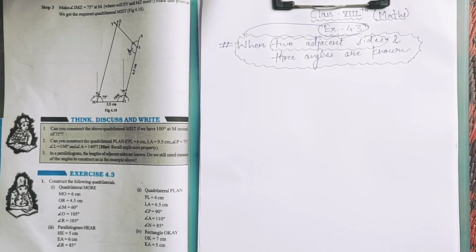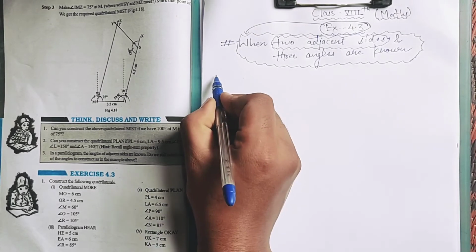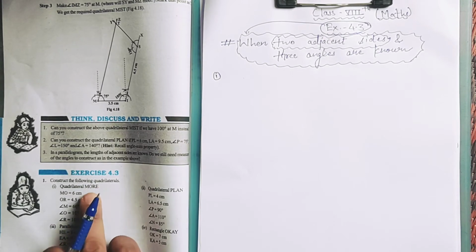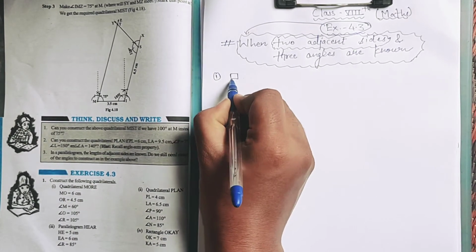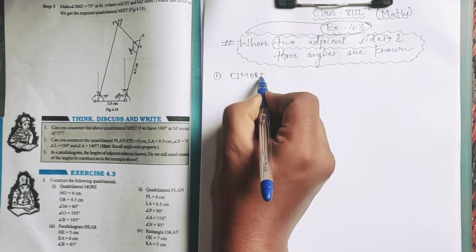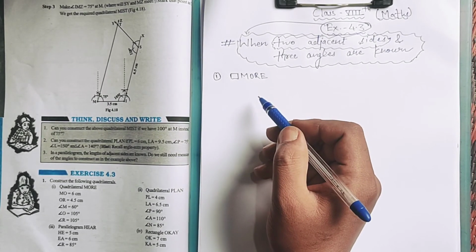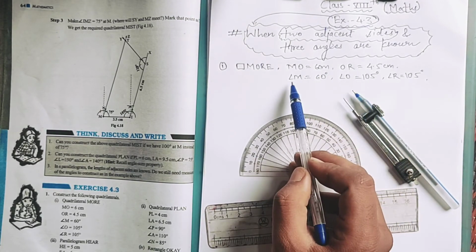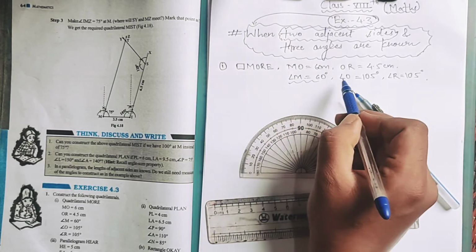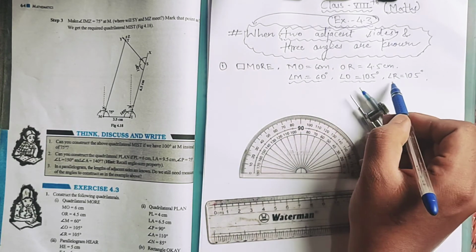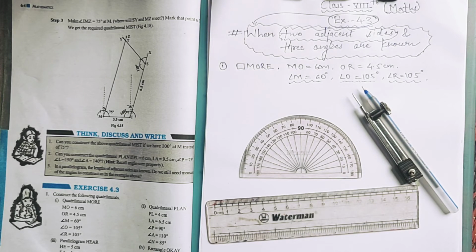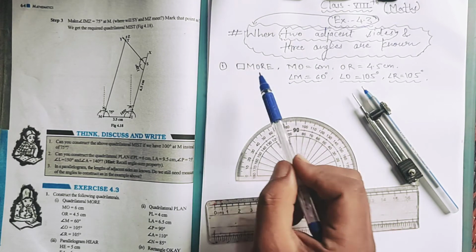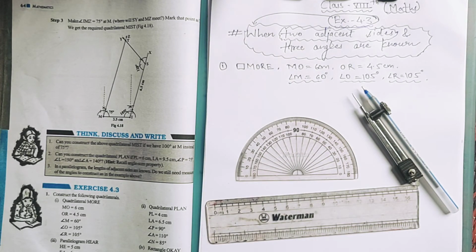Okay, so the first question of exercise 4.3 is to construct the following quadrilaterals. The first one I am taking is quadrilateral MORE. In this quadrilateral it is given that MO equals 6 centimeter, OR equals 4.5 centimeter, and three angles: angle M equals 60 degree, angle O equals 105 degree, and angle R equals 105 degree. So these three angles and these two adjacent sides are given, and we have to construct quadrilateral MORE.